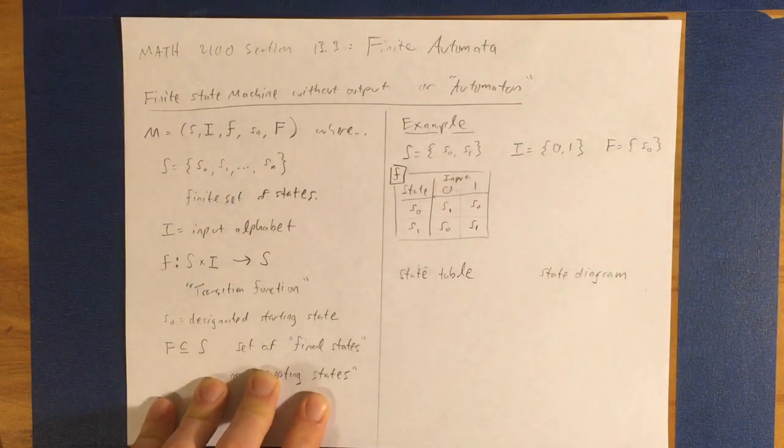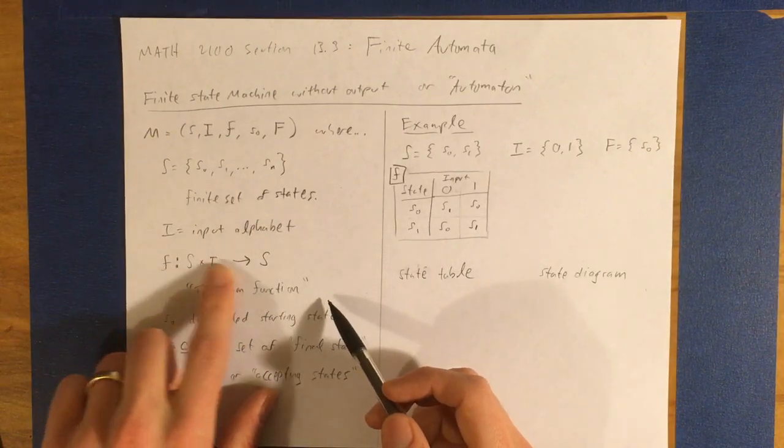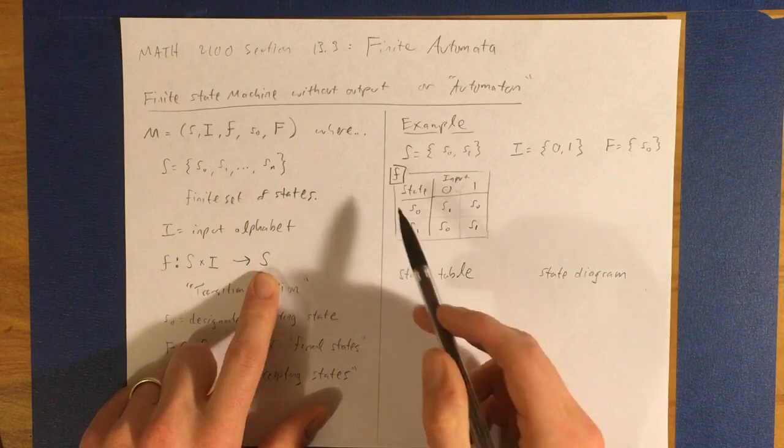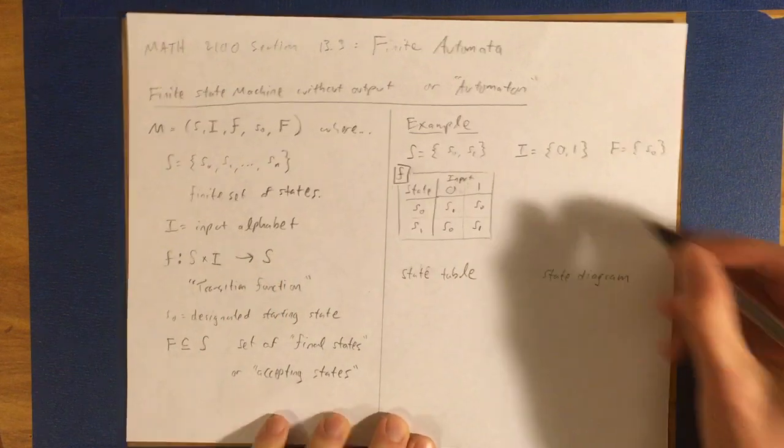Okay, so there's the state table. These are the outputs, the output states. Remember, the F function gives us outputs in S. So we have inputs and then we have outputs. So now let's draw the state diagram.